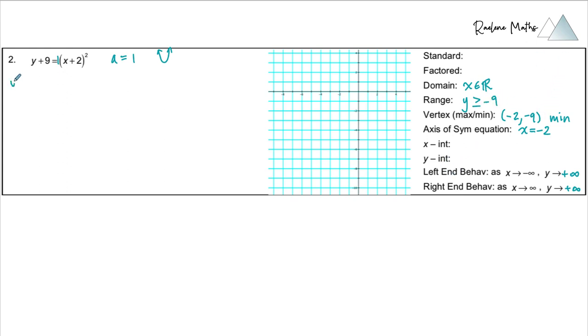Now let's work out the y-intercept, and we do that by substituting x equal to 0. We can do it directly into this form without expanding. And so if we substitute x equal to 0, we have y plus 9 is equal to 0 plus 2, which is 2, and then squared. And so y is equal to 4 minus 9, which is negative 5. So we have the y-intercept located at 0 comma negative 5. We can plot some of this information. Negative 2 comma negative 9 for the vertex, and then 0 comma negative 5 for the y-intercept. We can also plot our axis of symmetry line, or axis, and we can come up with a symmetric point on the other side of the axis of symmetry at a height of negative 5.